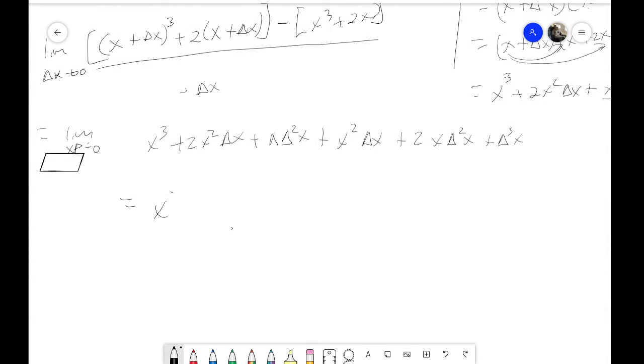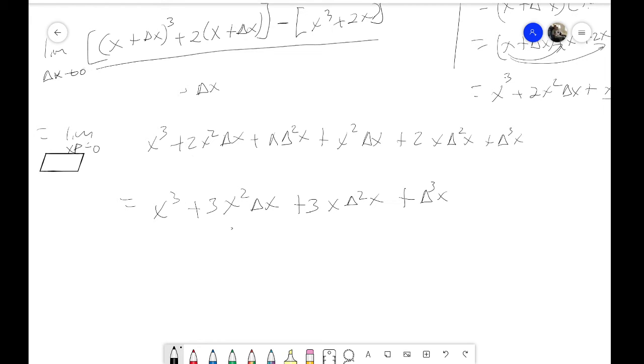So I have x cubed, 2x squared delta x. I have another x squared delta x. So I could combine these, so that's 3x squared delta x, since 2 and 1 is 3. So 3x delta x squared, plus delta x cubed. So we have combined as much as possible.